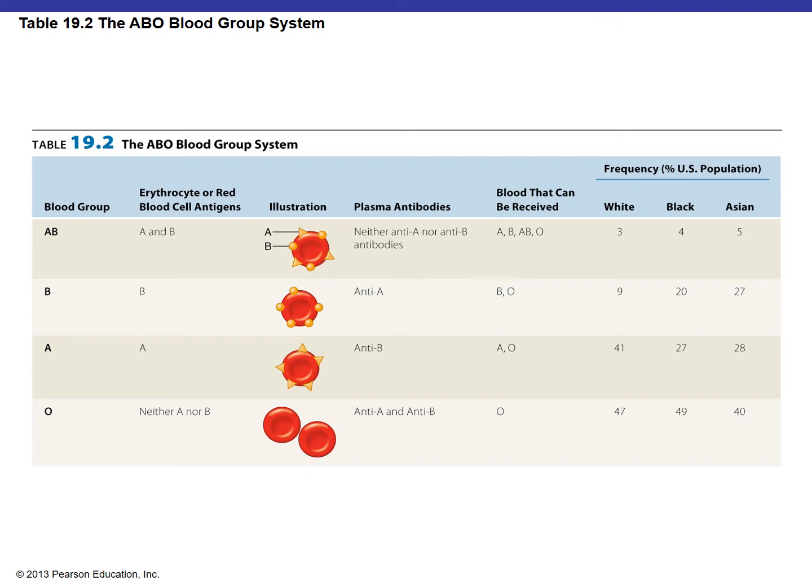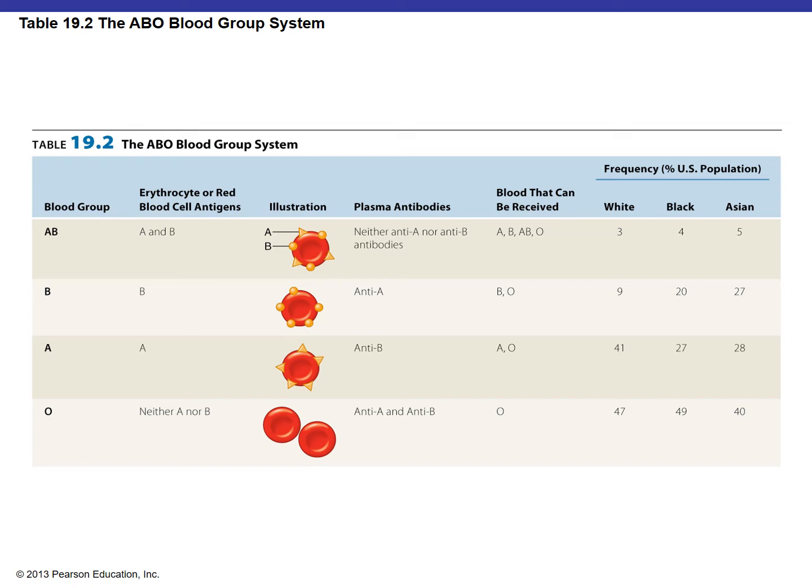O, you can see, is the universal donor. Okay, so everybody can take blood type O because it doesn't have any antigen. So the anti-B antibodies in blood type A are not going to attack anything on the O blood. All right, the anti-A antibodies in blood group B blood are not going to attack the O.